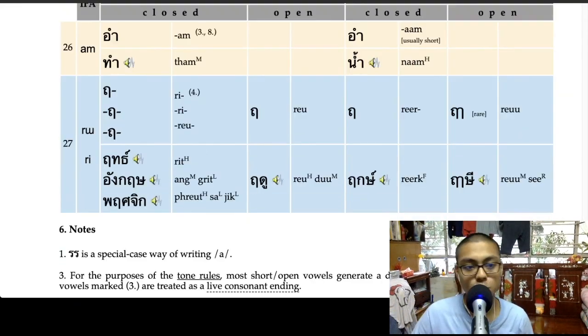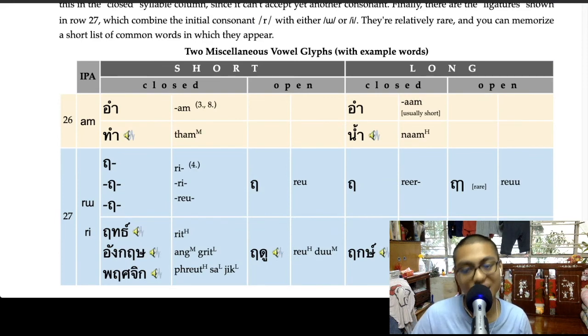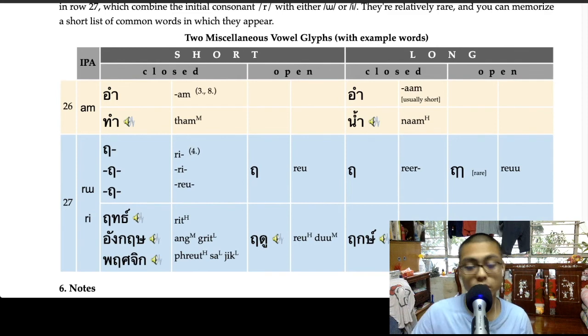Finally, the last two. 26, sala. Now, 27 is a little bit special, and it is not a common vowel, but basically it is l. Again, I don't know how to pronounce this, so skip.